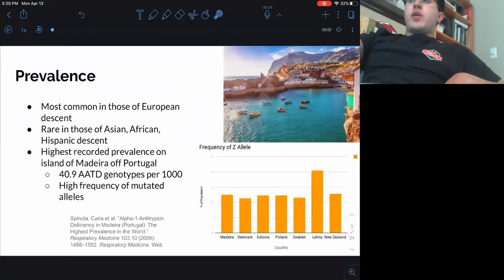So a little bit about the prevalence of AATD. It's not a very well-studied topic. However, we do know that it is most prevalent in European individuals and much less common in those of Asian, African, or Hispanic descent. And a study found that a small island off of Portugal called Madeira has the highest prevalence of this, with nearly 41 people per 1,000 having a genotype for AATD. Next.